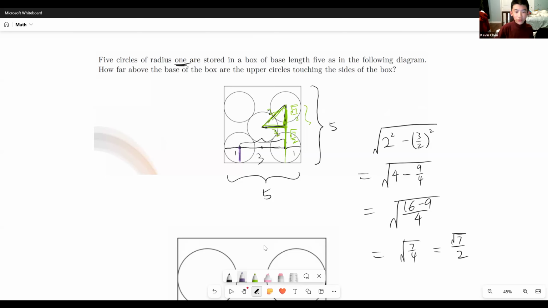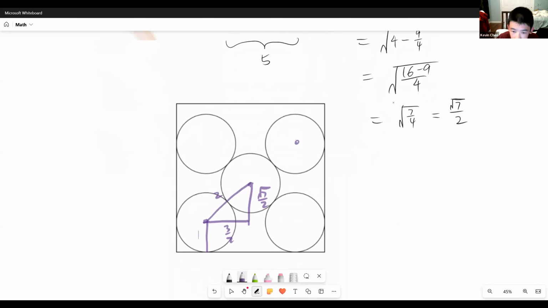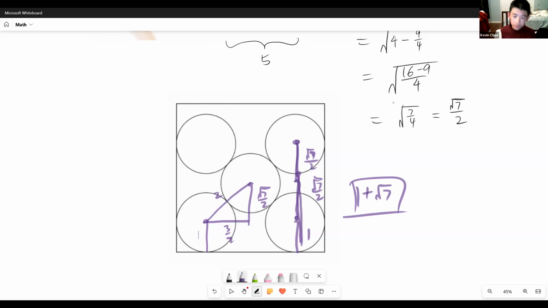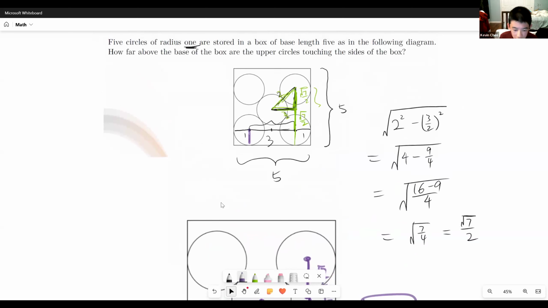Oh yeah, because by symmetry, I think I kind of misread the problem. The distance from this circle over here, by symmetry, this is √7/2, and this is √7/2, and this radius is 1. So the total distance is 1 plus √7, because we were trying to find the distance from here to here, and not the distance from here to here. All right. Does anyone have any questions, or should I move on?